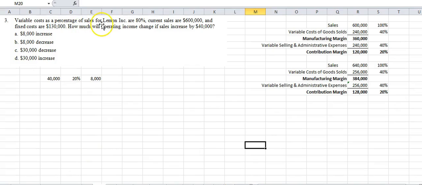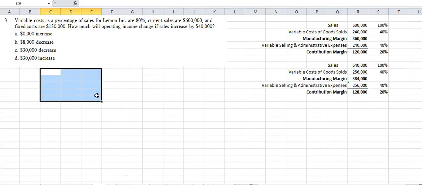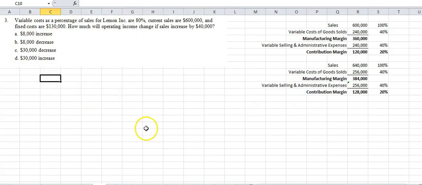Variable costs as a percentage of sales for Lemon Inc. are 80% of current sales. Sorry, current sales are 600,000. Okay, so variable cost as a percent of sales is 80%. So for every dollar that I sell, I spend 80 cents to create that dollar. So what does that tell me? That tells me that my contribution margin is 20%.